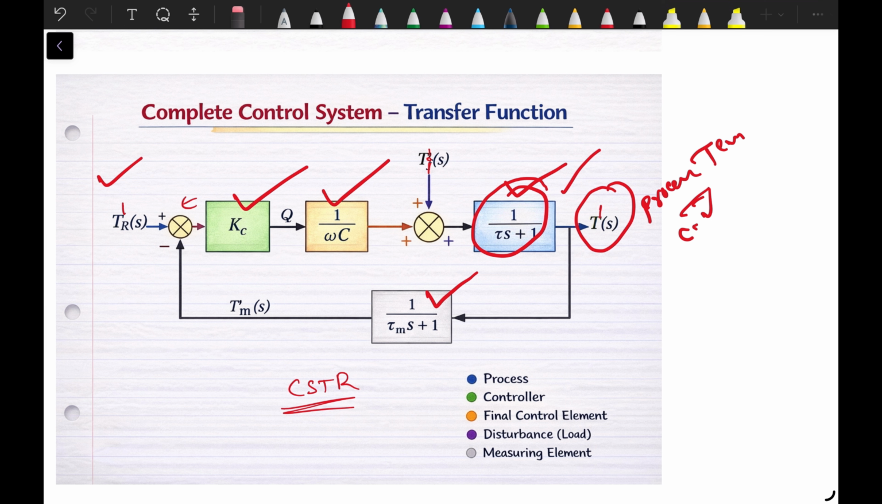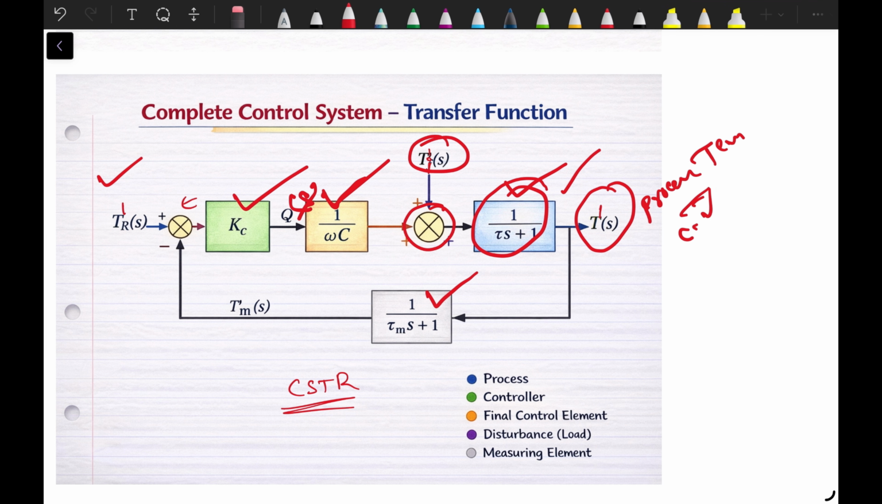Then load disturbances. Before entering the process, there may be a disturbance acting on the system. For example, in a heating system, the inlet temperature may change. This disturbance is represented as T i dash of S. This disturbance enters the process through a summation junction, where it combines with the manipulated variable. Okay. Then we want to discuss the final control element.